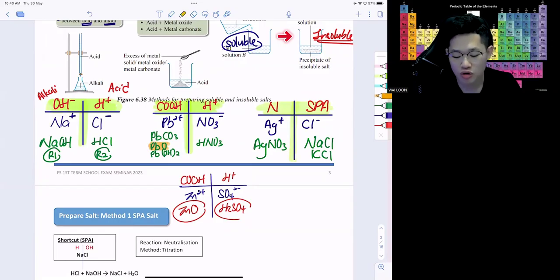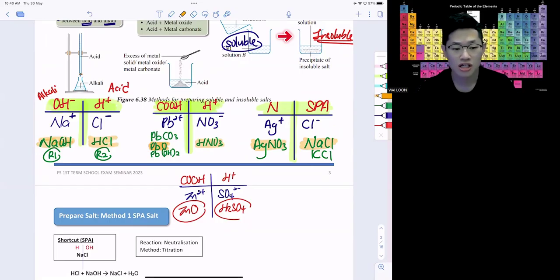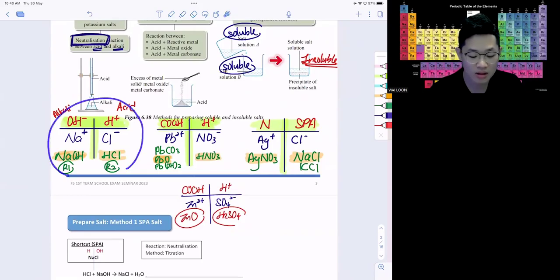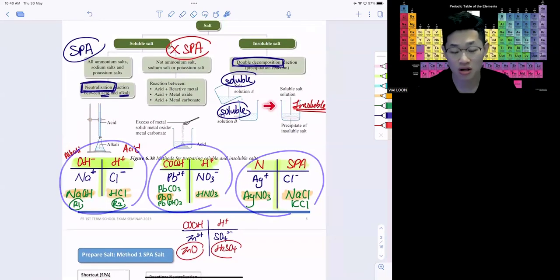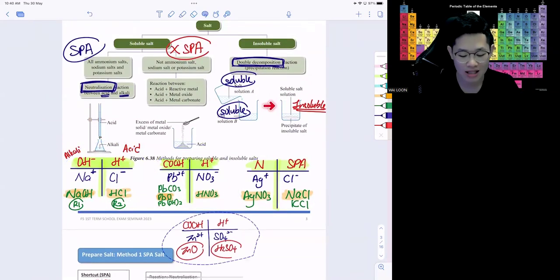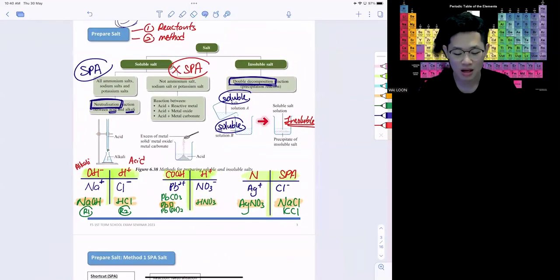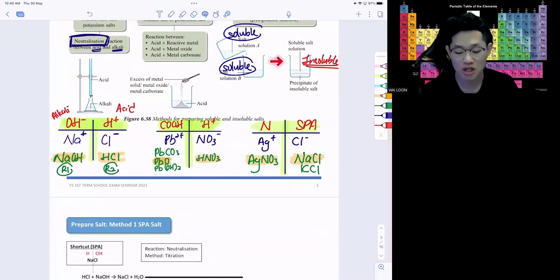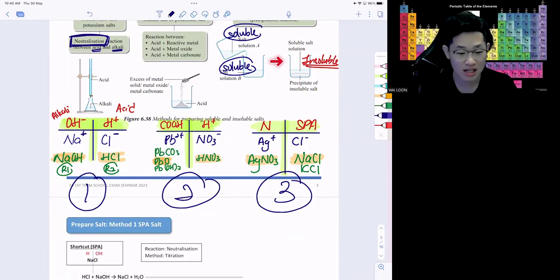Okay, so there's no need to write two. You just write one, it is enough, like NaCl, just choose one. That's all. So these are the three different crosses to find the reactants for different types of salt. Can you all understand? Okay, then now I'm going to give you a few examples. You have to tell me which cross to be used. Cross number 1, number 2, or number 3.